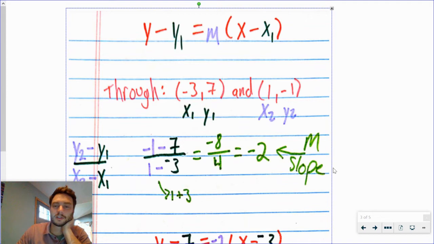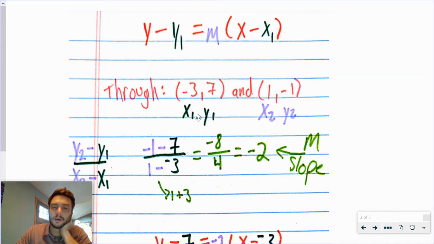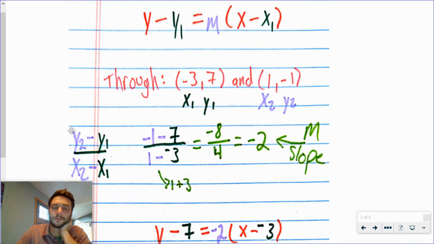So let's just go back through what we did here. We said, hey, I need this formula, but I need a point and a slope. And right now they're giving me 2 points. So what do we have to do? We have to find the slope, right? We have to find the missing piece. The missing piece in this case is the slope. And so we're going to do that by using the slope formula, y2 minus y1 over x2 minus x1.